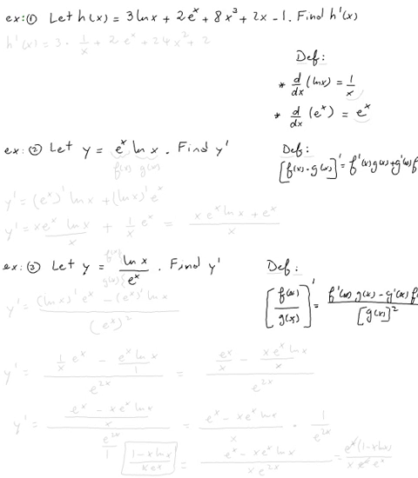The topic here is derivative of logarithmic functions and exponential functions. They probably mix both. So first, we know from previous examples the definition: the derivative of ln of x is 1 over x, and the derivative with respect to x of e to the x is just e to the x.